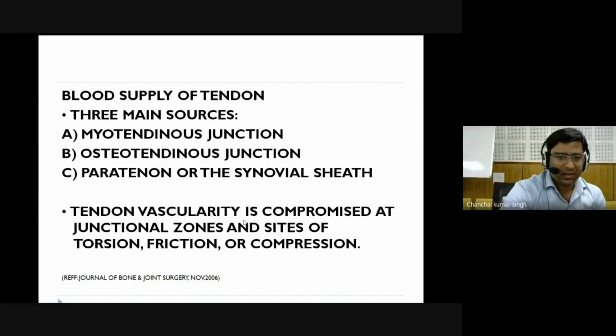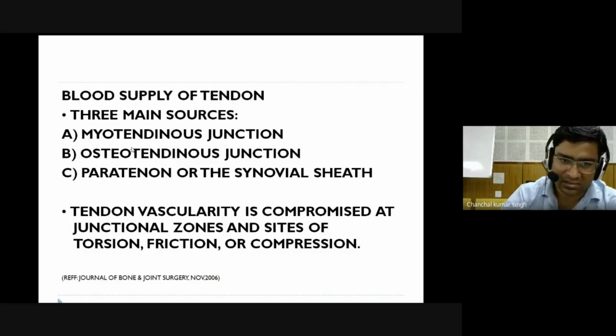Then blood supply. Again, you have major sources, the myotendinous junction, basically because it's a watershed area. You have muscle, which is highly vascular, and the tendon, which is relatively avascular. So the myotendinous junction is the main supply. Predominantly 70% of the blood supply to the tendon is through the myotendinous junction.